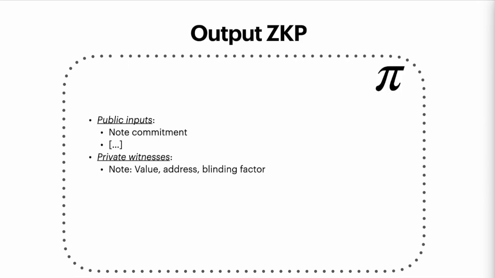So here it's going to be the value, the address, and the blinding factor, which is the bit of randomness that we put in that note. We wondered why at the time, but that's used for the note commitment. And the statement is just going to be, okay, the note commitment is well formed. So essentially, when I compute the commit algorithm, given these private witness values, I get the public input note commitment. The real output ZKP is more complex. We'll add a few more pieces in this talk.